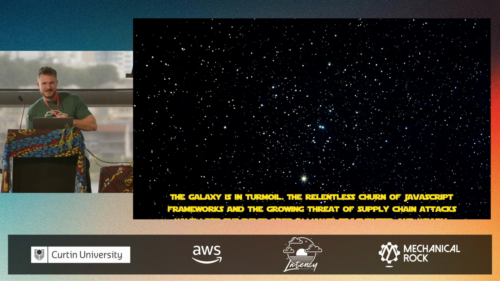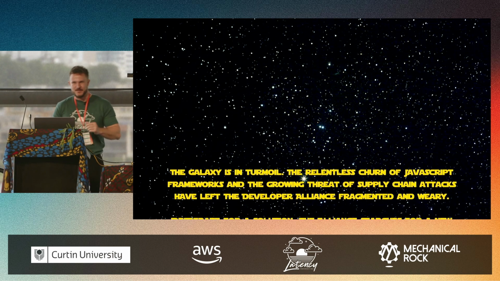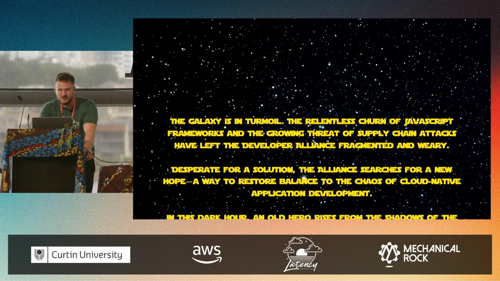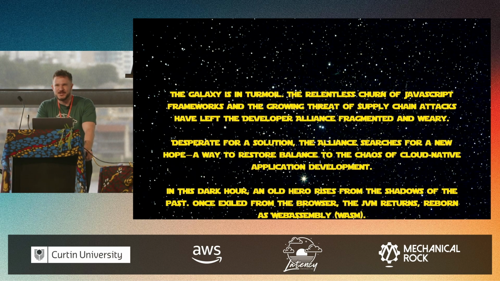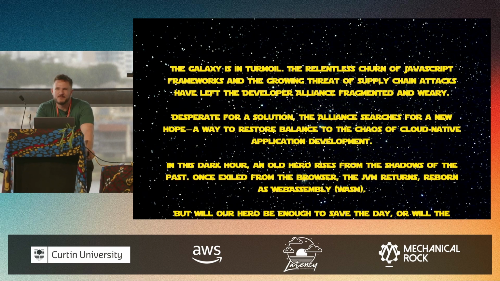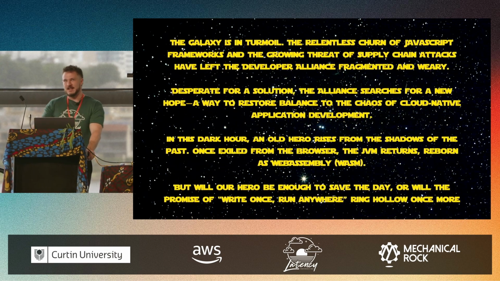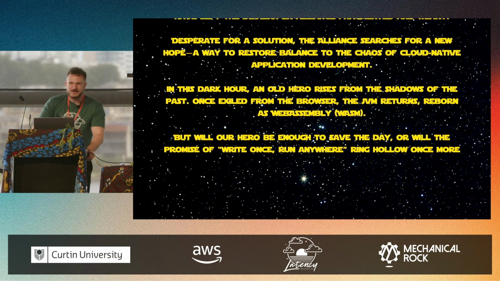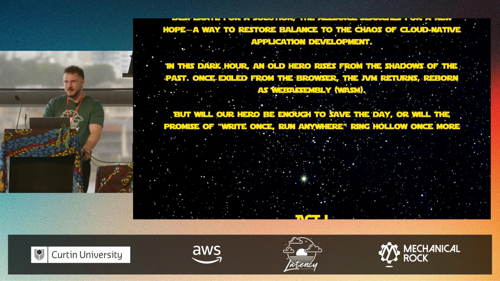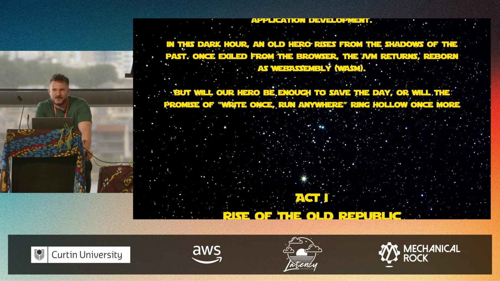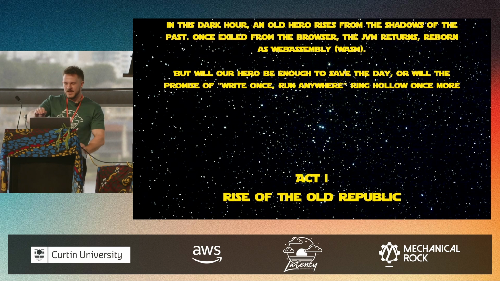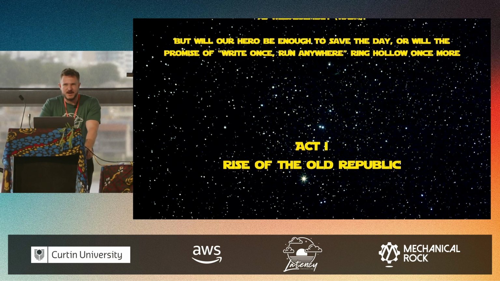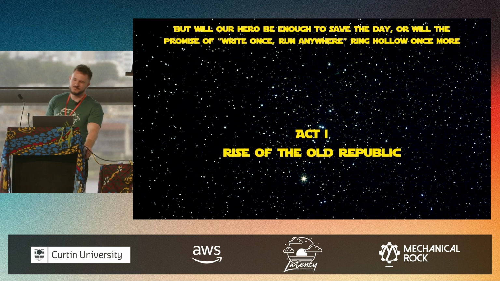So, the galaxy is in turmoil. The relentless churn of JavaScript frameworks and the growing threat of supply chain attacks have left the developer alliance fragmented and weary. Desperate for a solution, the alliance searches for a new hope, a way to restore balance to the chaos of cloud-native application development. In this dark hour, an old hero rises from the shadows of the past. Once exiled from the browser, the JVM returns, reborn anew as WebAssembly. But will our new hero be enough to save the day? Or will the promise of write once, run anywhere ring hollow once more?